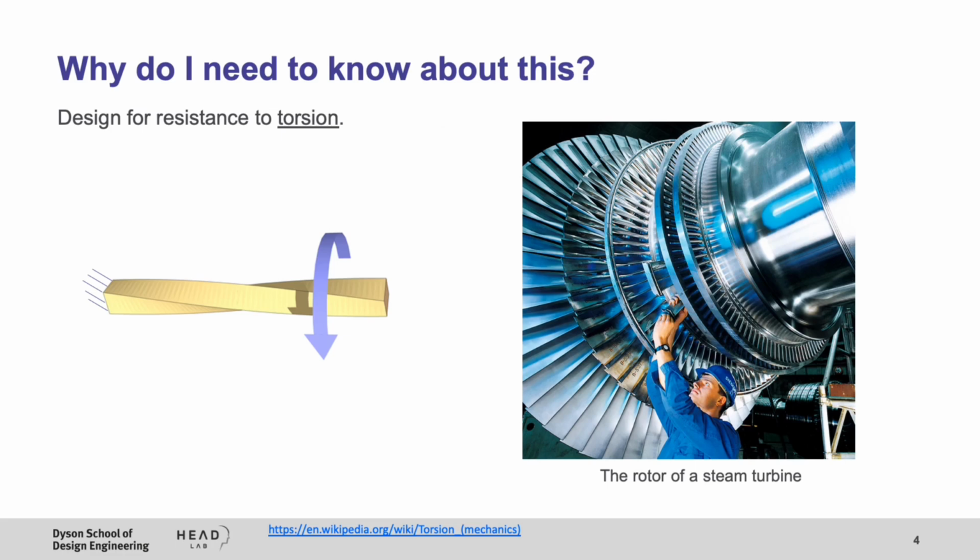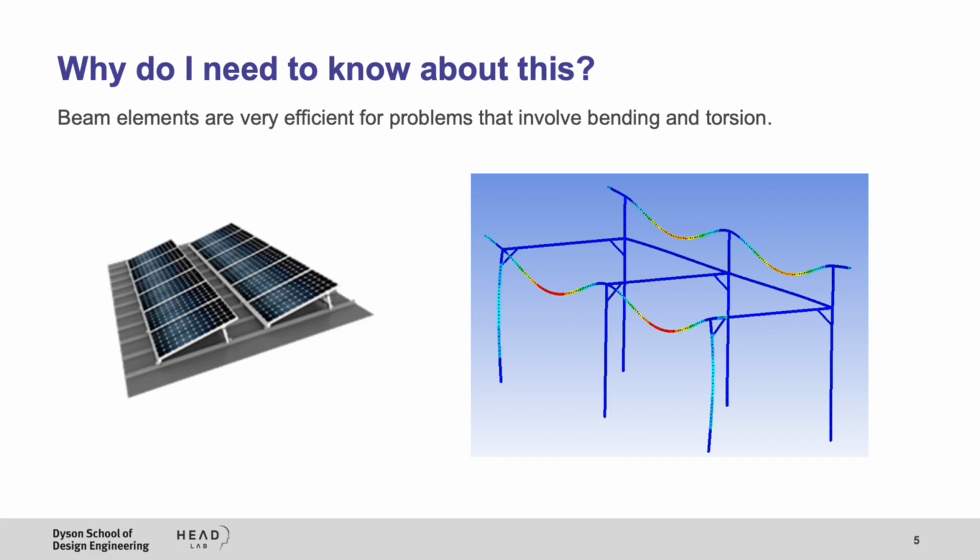Beam elements can also predict torsion. Hence, you can use them to design for resistance to torsion. For instance, in the shaft of this rotor, which is subjected to substantial torsion in operation. Beam elements are accurate in predicting bending and torsion, but they are also computationally efficient for modeling structures that are subjected to bending and torsion. An example is this frame, which is holding the weight of the solar panels.